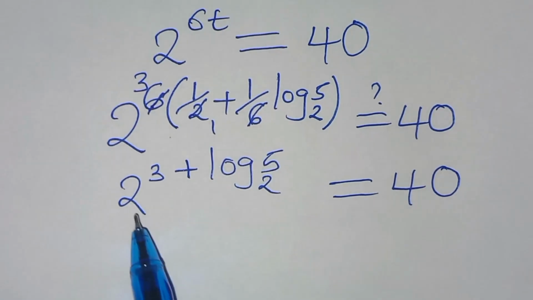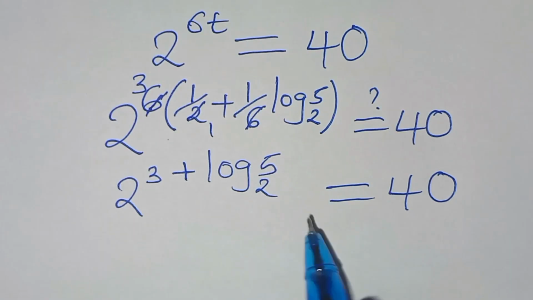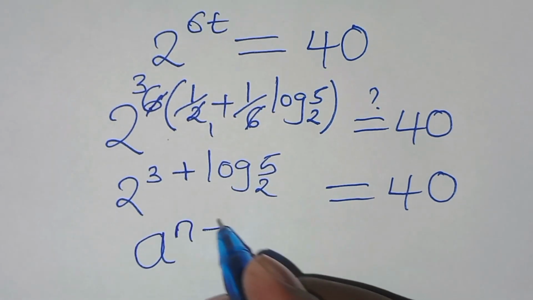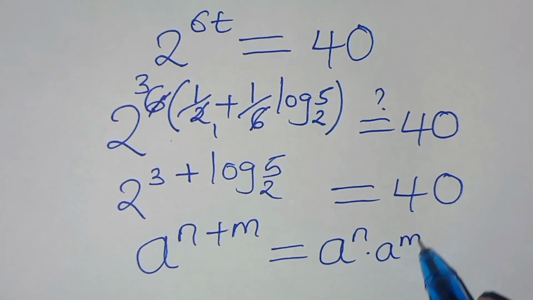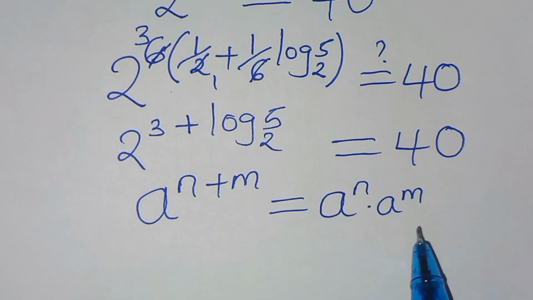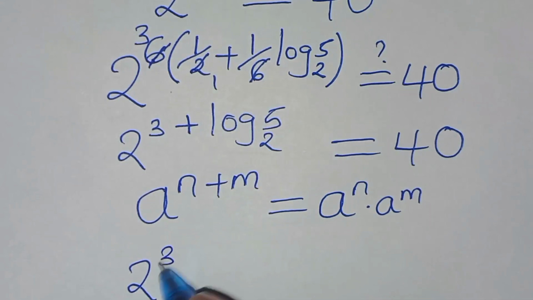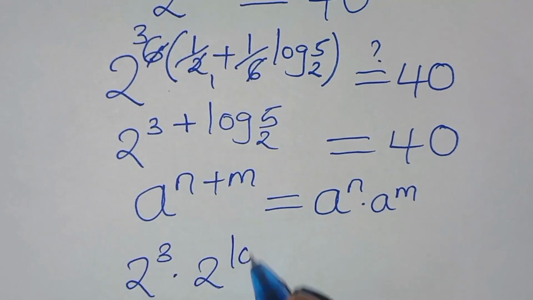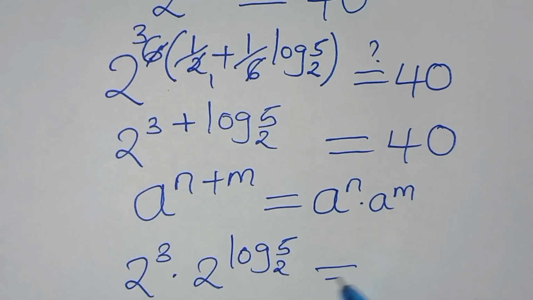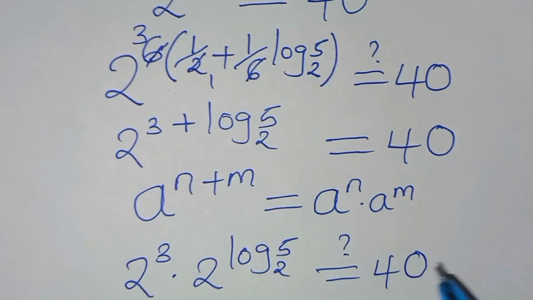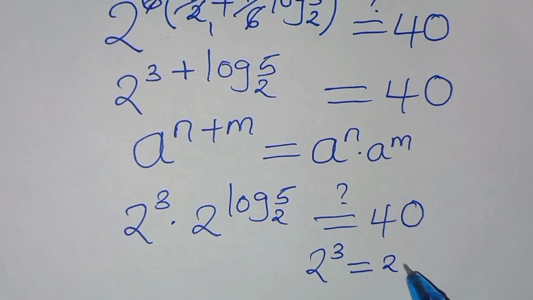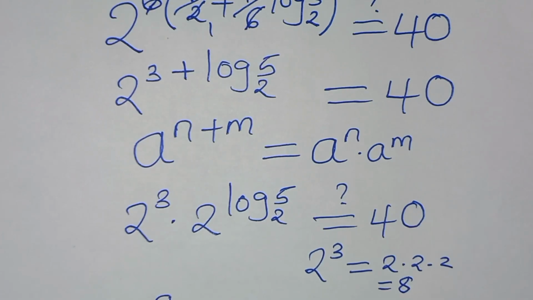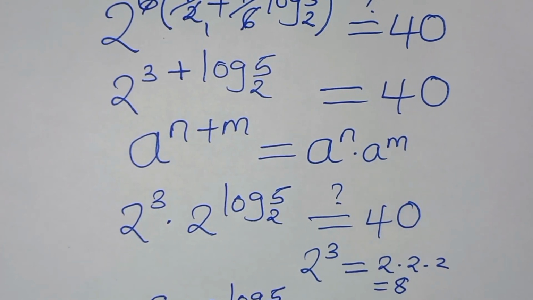The next step is that 2 to power 3 plus log 5 to base 2 is in the form of a to power n plus m, which we can express as a to power n times a to power m. So applying this exponent property, then here we'll have 2 to power 3 times 2 to power log 5 to base 2. This is supposed to give us a value of 40. Now, 2 to power 3 here is the same thing as 2 times 2 times 2, and this is equal to 8. So essentially we have 8 times 2 to power log 5 to base 2.